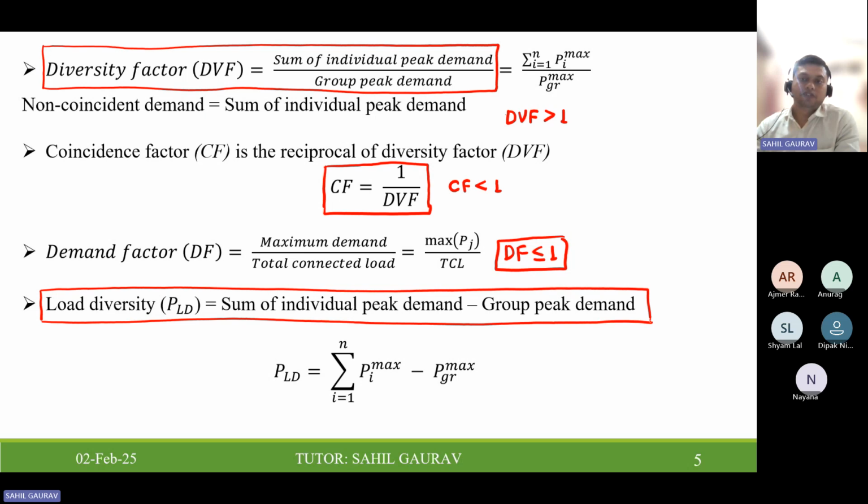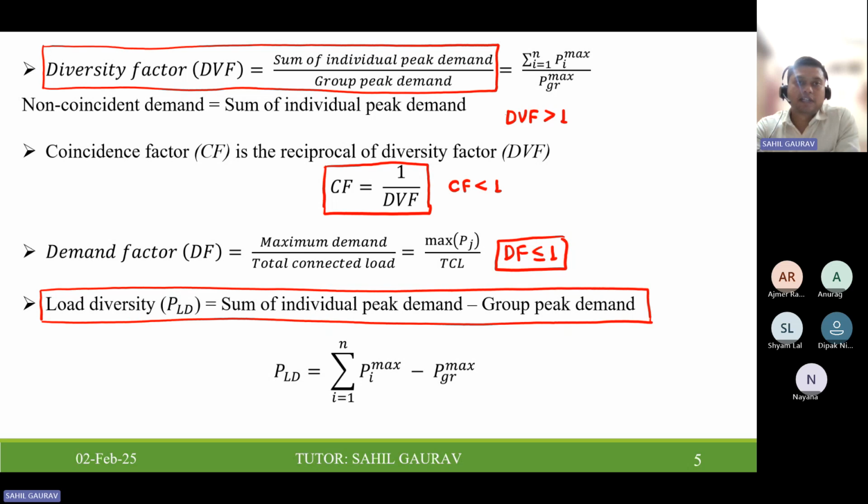So this expression you need to memorize to solve the problems. In summary, what are the expressions we have seen? We have seen the load factor. Load factor is the ratio of average demand upon peak demand. Then we have seen the diversity factor. Diversity factor is the sum of individual peak demands upon the group peak demand.